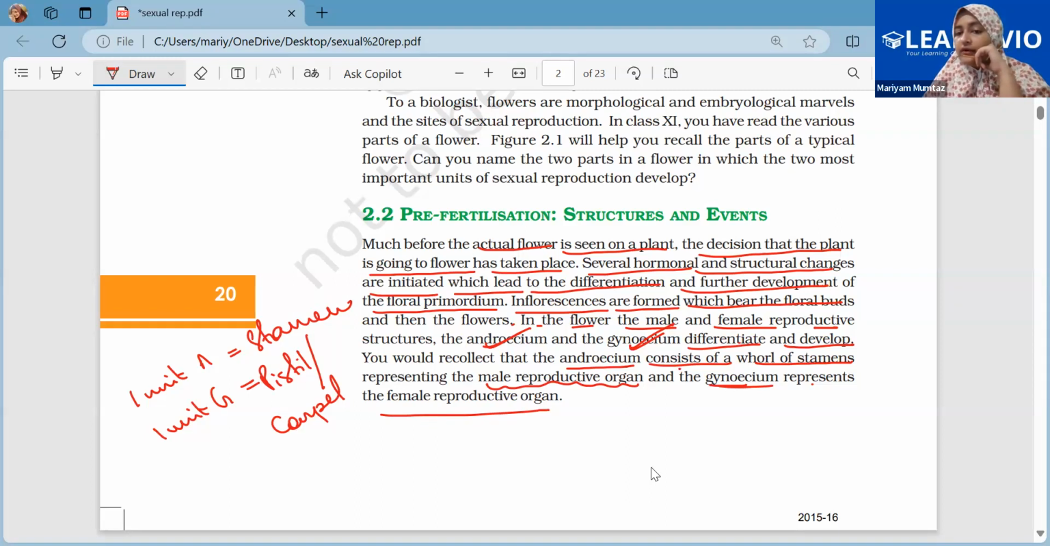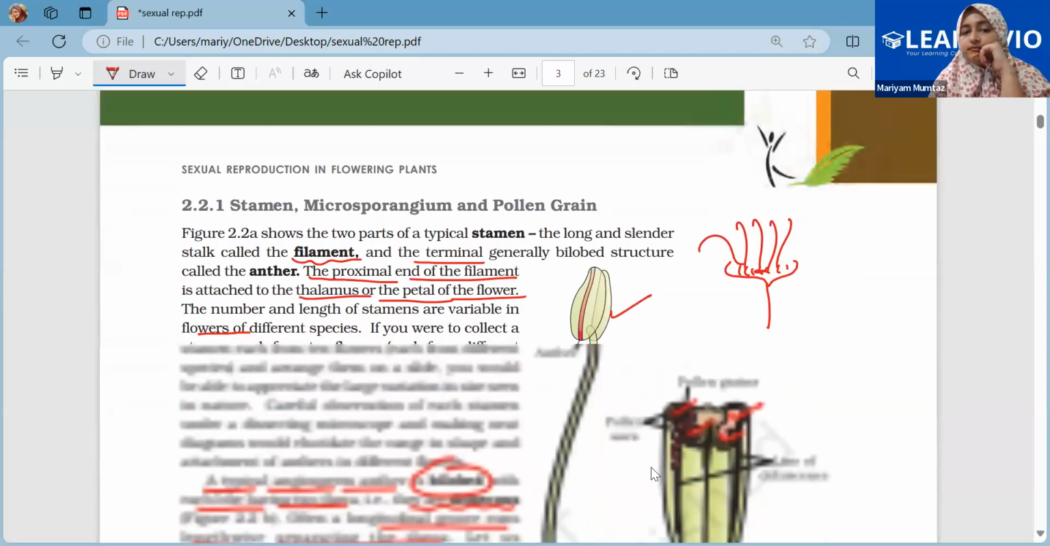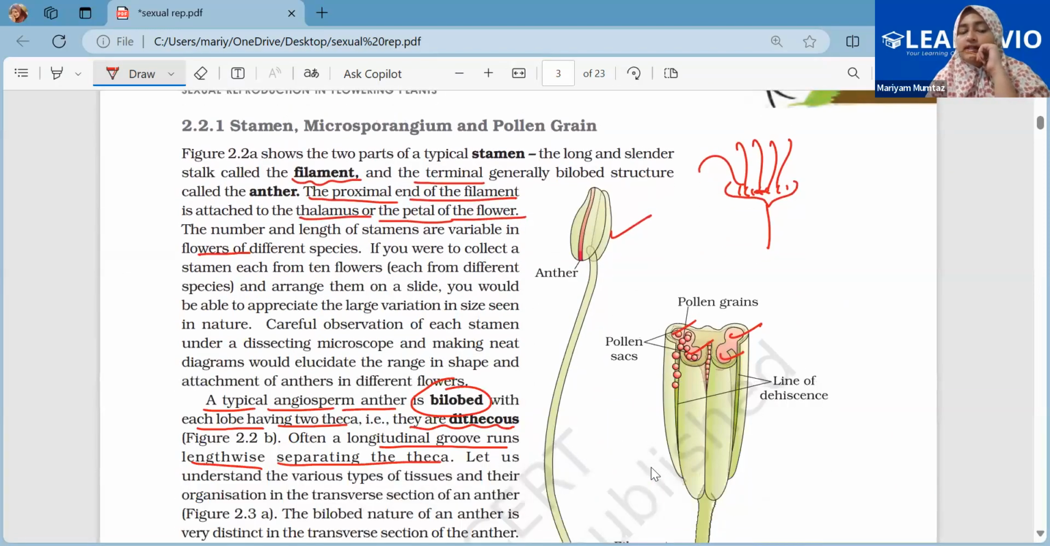Androecium consists of a whorl of stamens. So one unit of androecium is stamen, representing the male reproductive organ, and gynoecium represents the female reproductive organ. And one unit of gynoecium is pistil or carpel. Now we'll talk about stamen in depth. Stamen, microsporangium and pollen grain. Each of these we have to study.